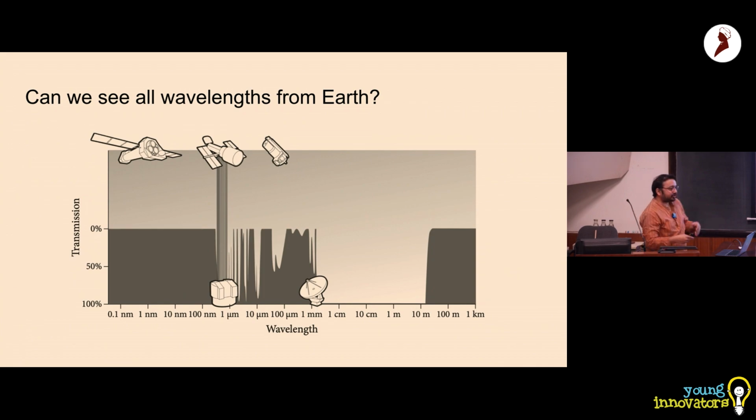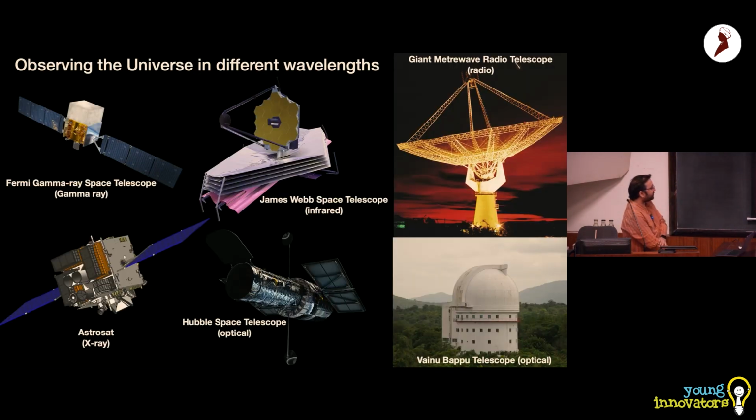So in order to see the universe in other wavelengths, for radio waves, you still have a window. You can do it on the ground, and that's exactly what we do in our research. But for X-rays and UV, you have to fly things out. And this is where space agencies like ISRO come in, where they can fly satellites for you.